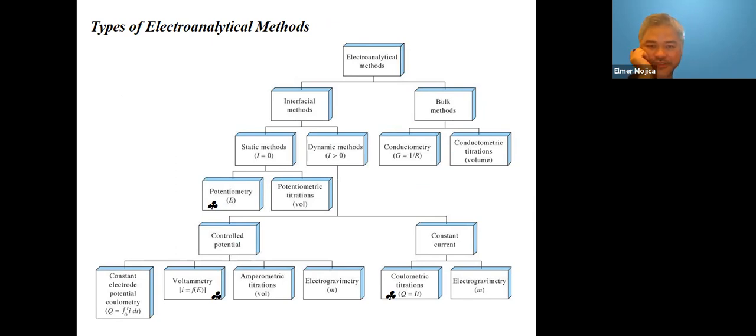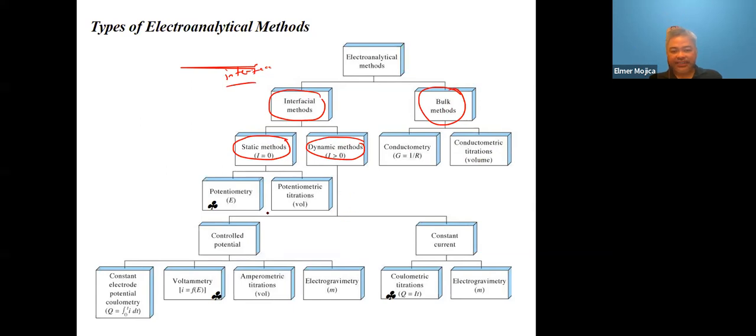Okay? So it can be an interfacial method or a bulk method. Now, if it's a bulk method, all you need to do is conductometry. So you just look at the conductivity. So you can do a conductometric titration or a conductometry. Okay? But the one that we usually look is it's either you have a static method or a dynamic method. So yung tinatawag na interface.